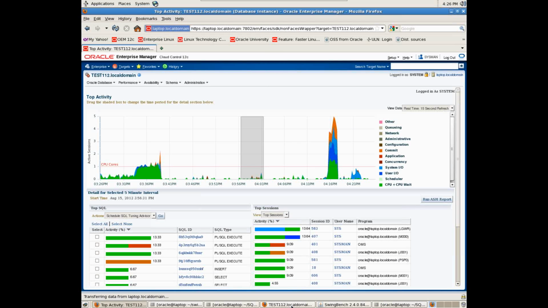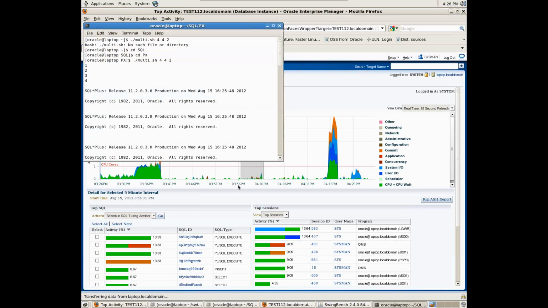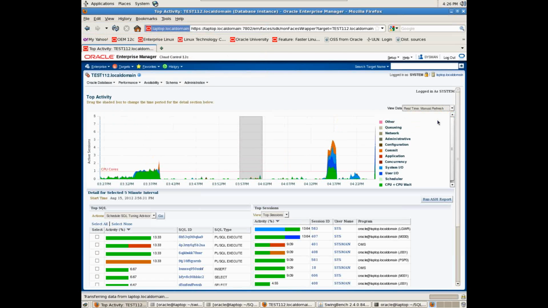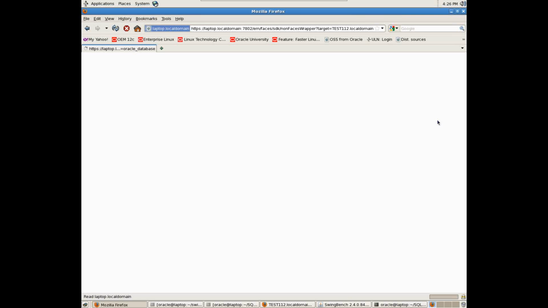So if I go back to here again, the system's now going to get a bit busier, so I apologize in advance for any refresh problems or delays, because I'm running quite a few parallel queries on this system. But it looks like it might just about survive.